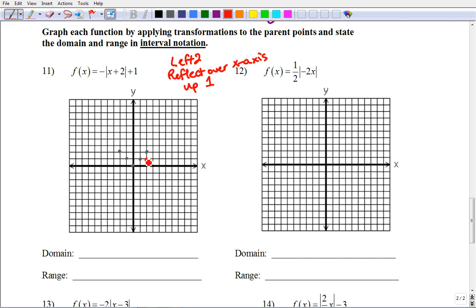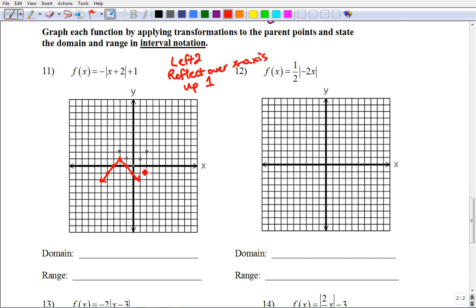To the left, oops, that is definitely not to the left. Let's try that again. To the left, reflect over the x, up 1, to the left, reflect over the x, up 1, to the left, reflect over the x, up 1, and then you could see the pattern at that point.